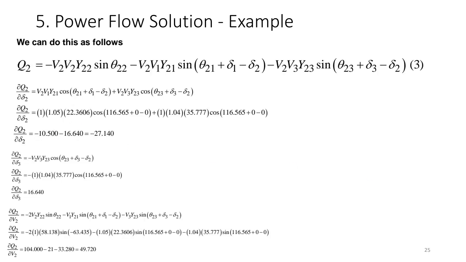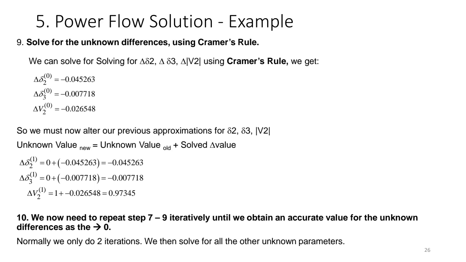So this one, okay, we have your last Jacobian matrix values. And then the next step, what are you doing? We are again checking our delta 2, delta 3 and delta V2 using Cramer's rule. From the initialization, we already have delta delta 2, delta delta 3 and delta V2. These are the values, and these are the calculated values.